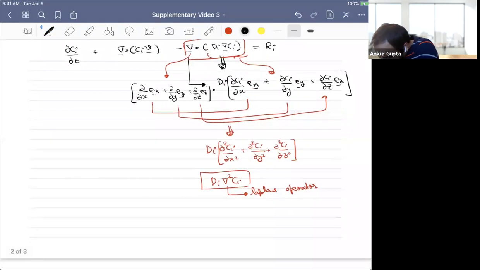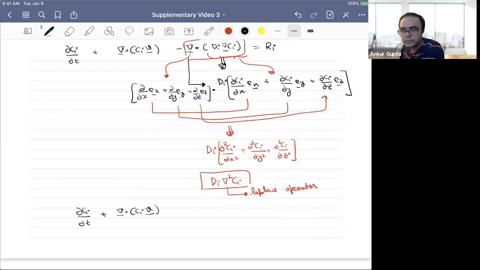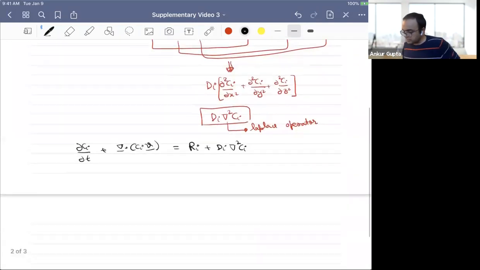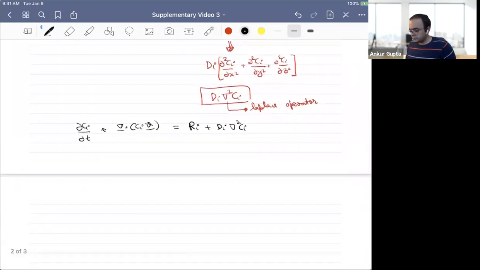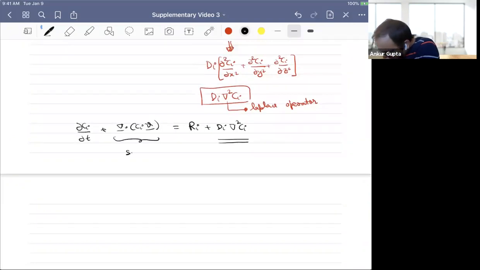We have ∂ci/∂t plus del dot (ci v) is equal to ri plus Di del square ci. So now you already have one term in the final solution. We already have a second-order operator here. Now we have to further simplify this term.